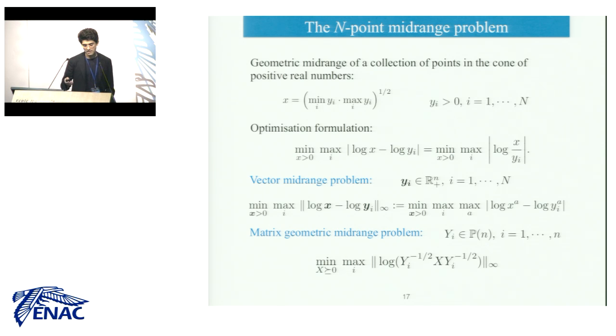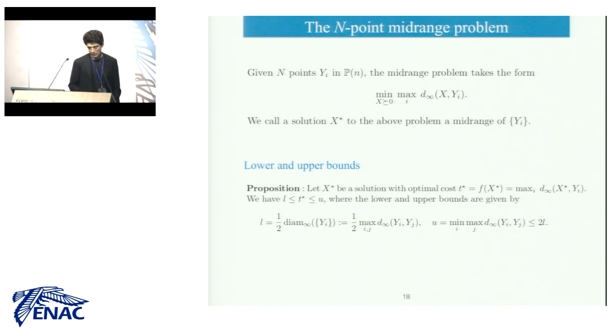We just need to replace the scalar norm with the infinity vector norm, the supremum norm. And this expression in turn also has a natural extension to the matrix setting, where essentially we're using the d infinity metric in the cost function. So the endpoint midrange problem for matrices is, given the endpoints Y_i, minimize the maximum distance, as measured by the Thompson metric, to all the various data points. And any solution to this problem would be a midrange of the data.